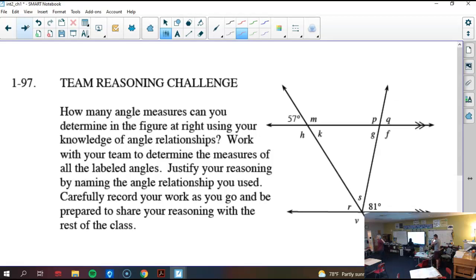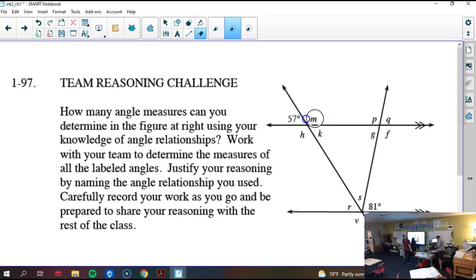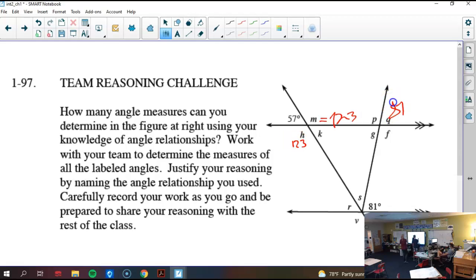F equals 123. We don't really need an equals. And then so would H also be 123? Why? Yeah. Because transversal. Okay, and then F and P would be here.